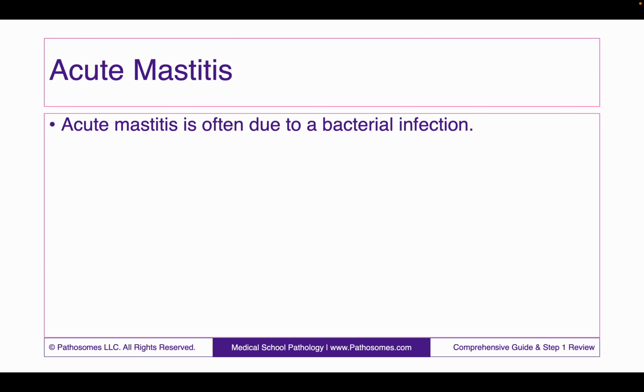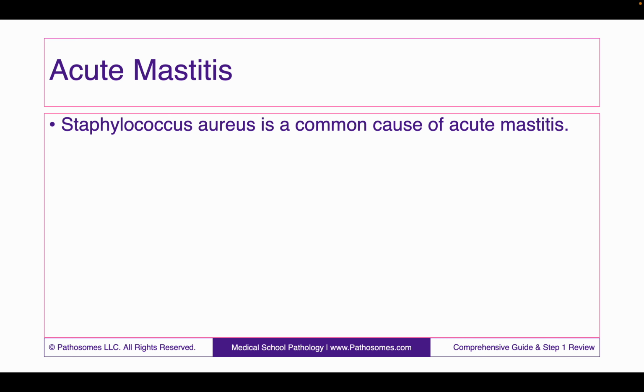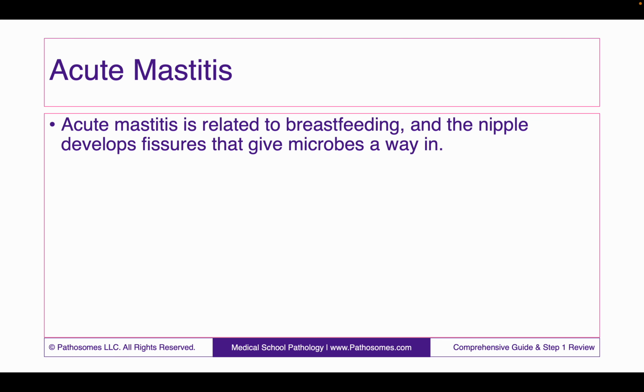And as you know, acute mastitis is often due to a bacterial infection. That means what type of cell infiltrate will be present, neutrophils or lymphocytes? Typically neutrophils, right? Staphylococcus aureus is a common cause of acute mastitis. Acute mastitis is related to breastfeeding, right? So mama's taking care of a little baby, little 1-month-old baby, and the nipple develops fissures that give microbes a way in.